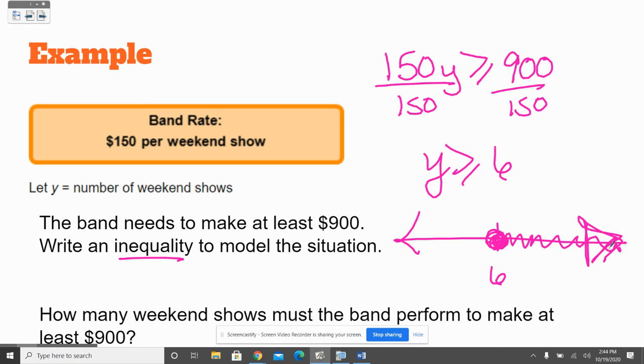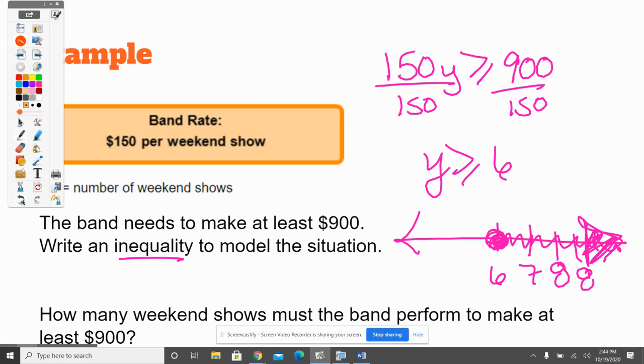Now you would keep in mind, because it's the word problem, 6.2 doesn't mean anything here. You're 6, 7, 8, 9 next. You're looking at integers that are greater than 6, but you can't have rational numbers in between there. So to make at least $900, they have to do at least 6 shows.